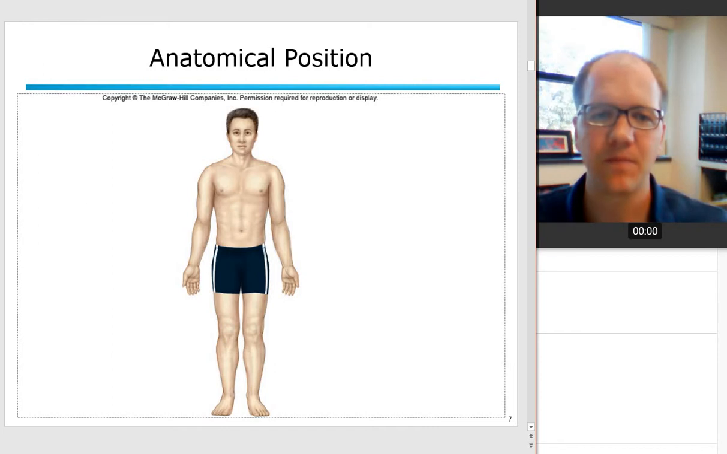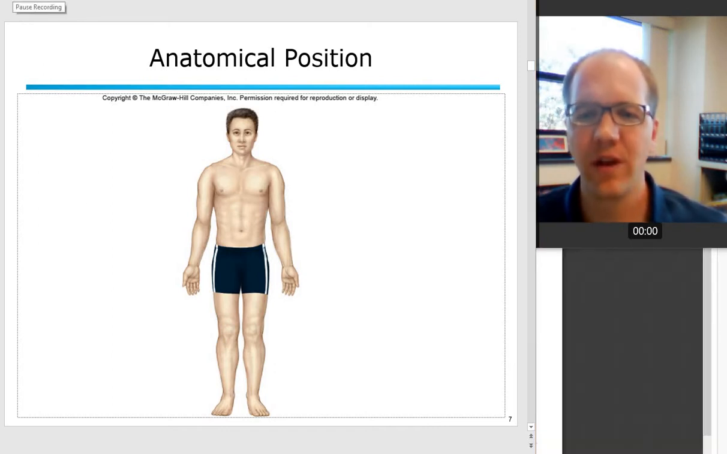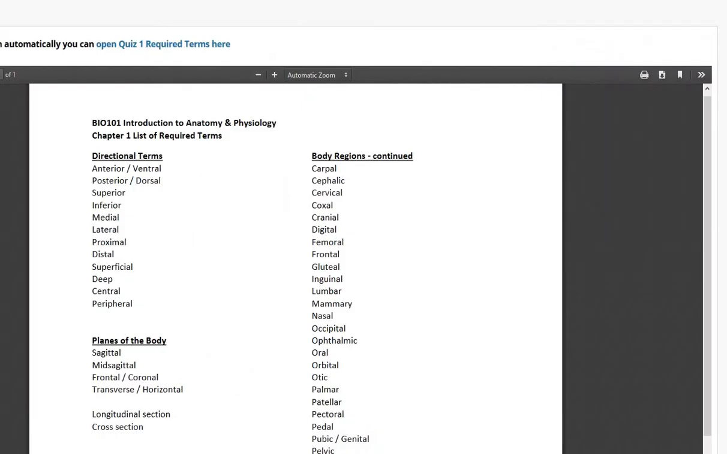Now, as I mentioned, you're going to have a quiz on the anatomical terms. If we navigate over to Blackboard, then you will see where I am in the lesson materials, and I'm in chapter 1 materials, and there's something called quiz 1 required terms, and this is what that looks like. These are the anatomical terms that we would like you to memorize and learn for a quiz that you're going to be taking.